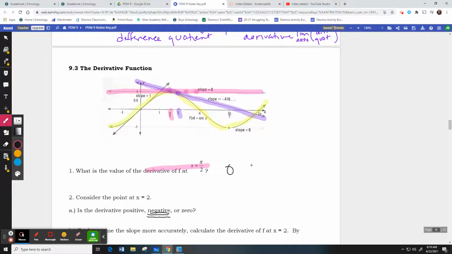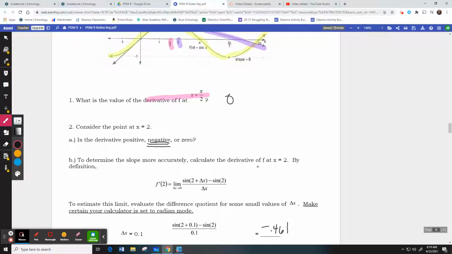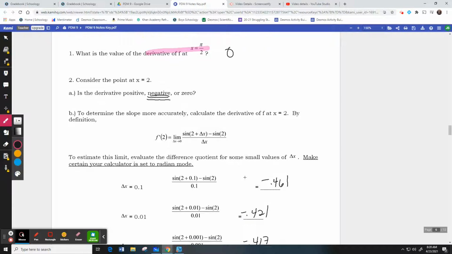Then, to determine the slope more accurately, calculate the derivative of f at x equals 2 by the definition. So if I want the derivative at 2, I'm using my f of x, right? The limit as delta x approaches 0 of f of x plus delta x minus f of x, all over delta x. My function is the sine, so at 2, it's sine of 2 plus delta x minus the sine of 2. Now we can estimate this limit by evaluating the difference quotient for different delta x's.